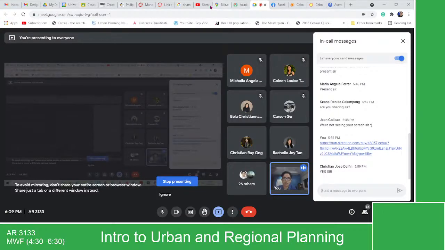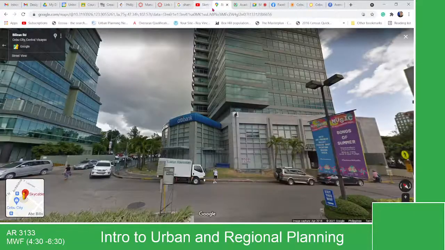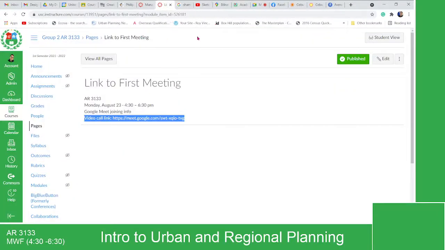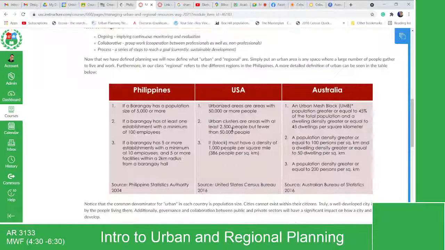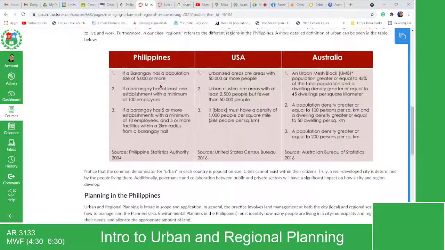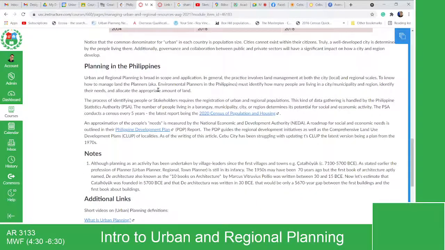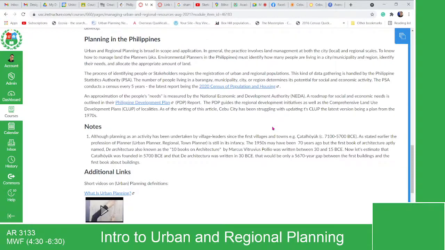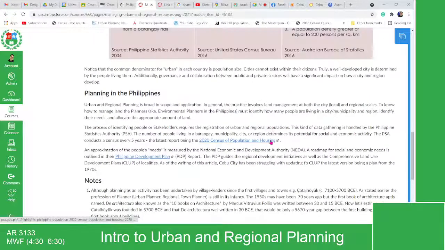Okay, so other things to look forward to in this class. We'll be defining what urban is, planning and development in the Philippines, a little bit of history, and who the authorities are that handle these kinds of data. This will help you with your research as well as your thesis. And that's basically it.